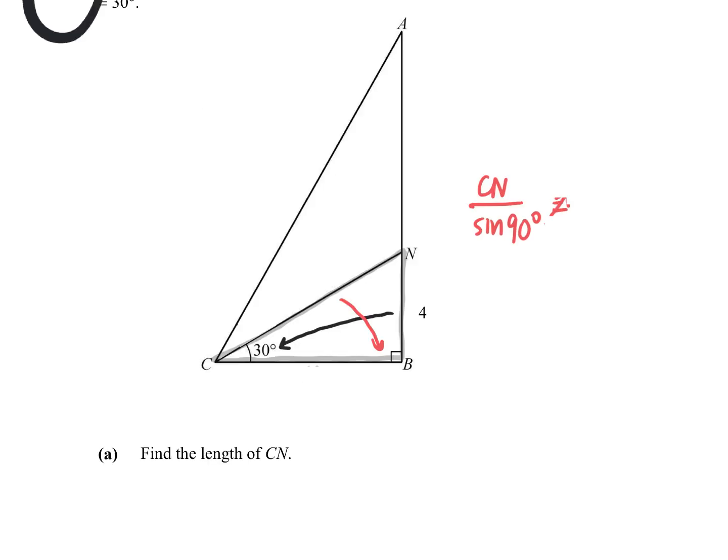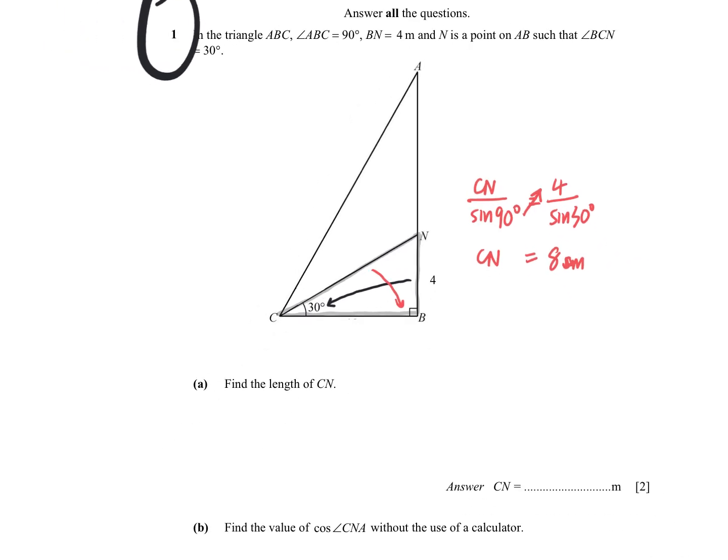And then equals to 4 over sine 30. So you can just cross multiply. Then you get what? Is it 8? Not 8 man, 8 cm right? Is it 8 cm? Yeah. 4 times sine 90, 8 meter. Okay, so this is 8.